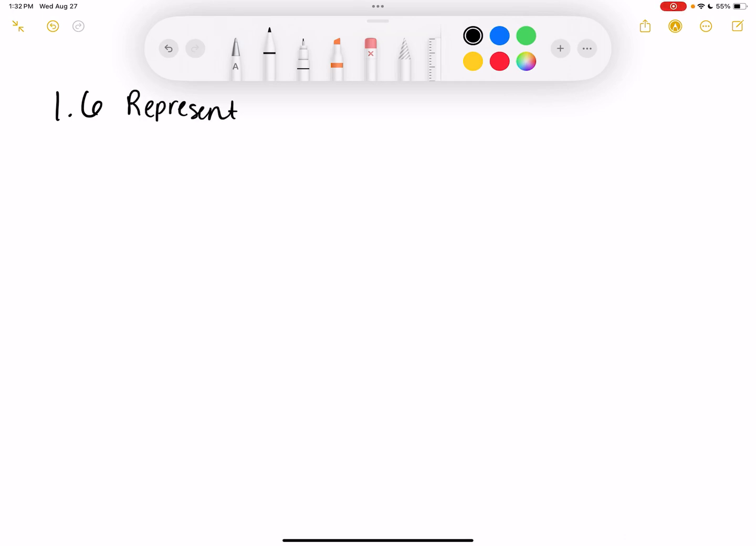Represent functions as rules and tables.